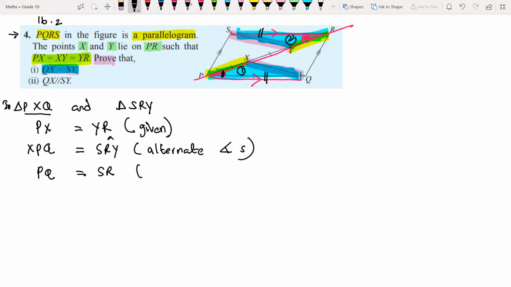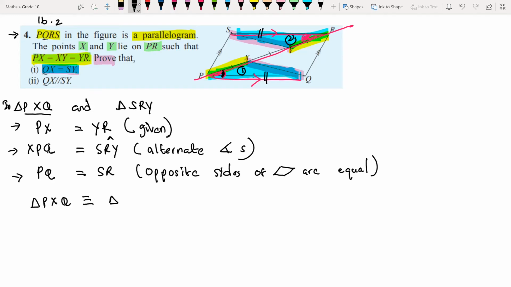So let's write. Now see, there are three pairs of elements, two pairs of sides and one angle, right? So we can say easily that these two triangles are congruent. So what's the case here? Two pairs of sides, one pair of angles, that means SAS. So what's this angle? Can you see? These are the two sides. So this angle is which angle? Is the included angle, right?